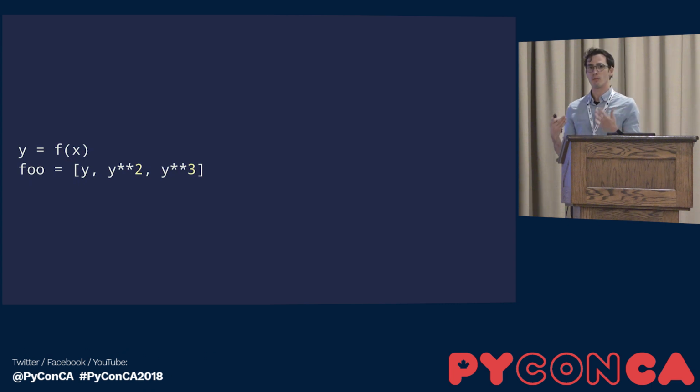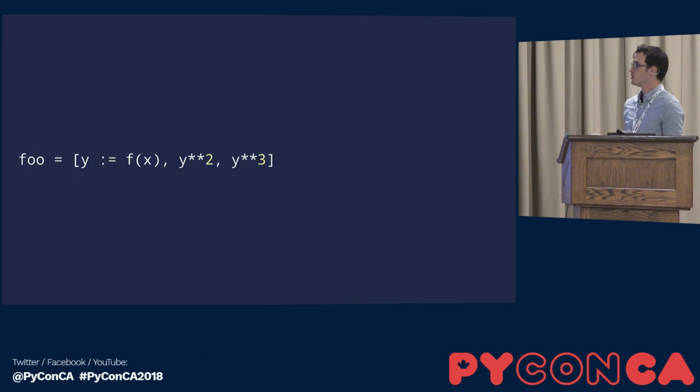If you had the Walrus operator, you could do this. You could set y equals f of x inside the expression, and the value of that gets evaluated to y, and then you can reuse y throughout that condition, or that comprehension. So you're able to reuse a value that's expensive to compute.